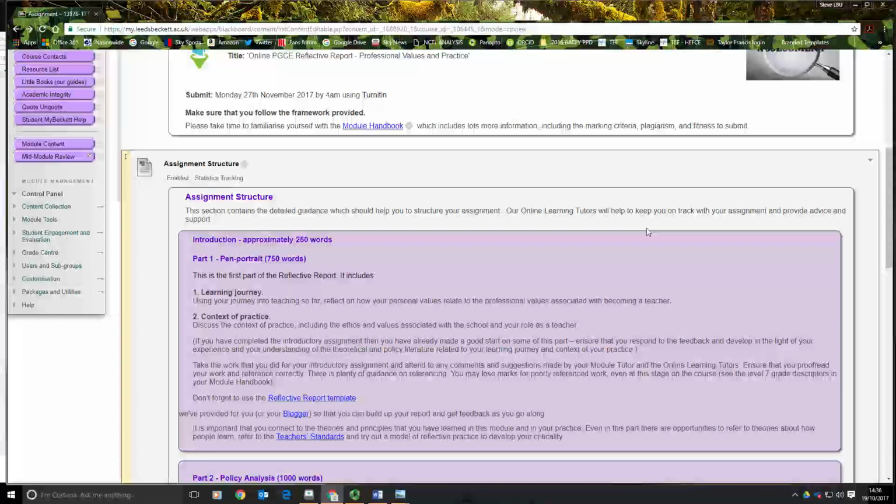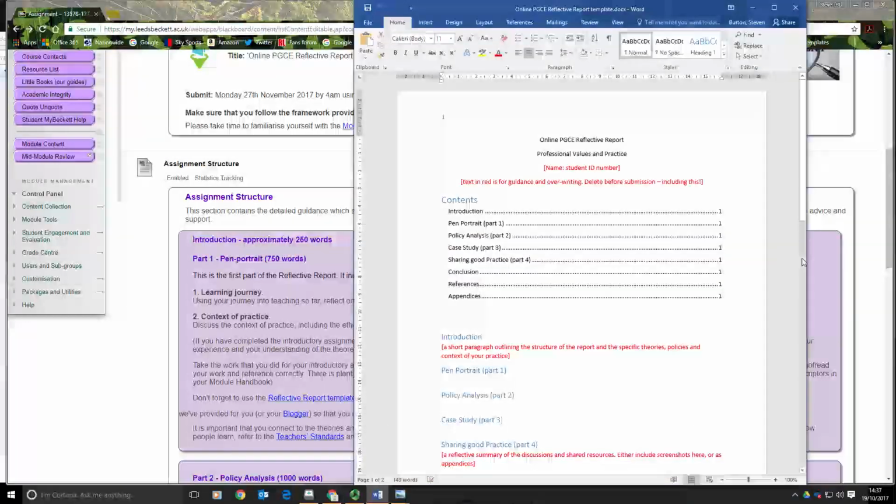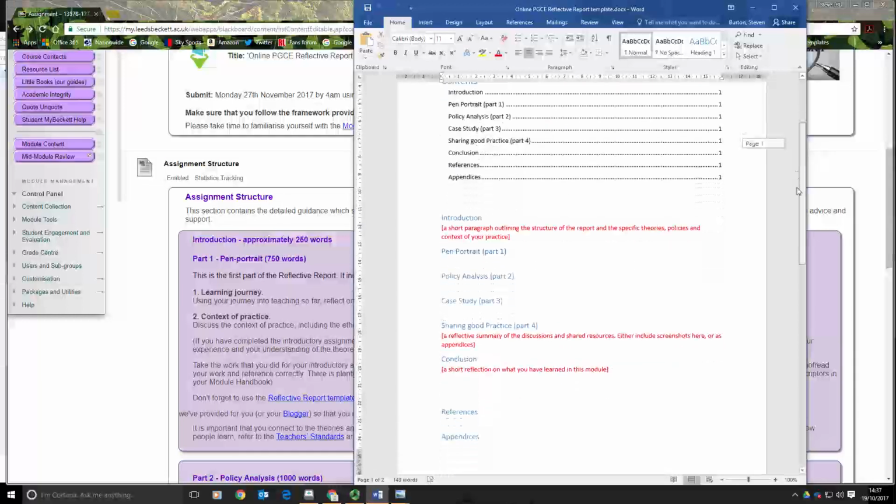Before we get going, we should tell you that we have this reflective report template. Now, you don't have to use this by any stretch of the imagination, but it has been designed specifically to help you structure this assignment. So if you work your way through it, providing you're writing at the right level, you're not going to be far off. You're certainly not going to be missing things out. We've opened it up for you here. It's simply a Word document that you can make your way through.